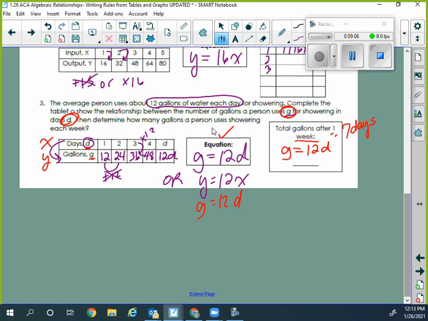I'm replacing days. So I want G equals 12 times 7. And what is 12 times 7? 84. 84 gallons. Remember, it's total gallons after a week. Okay, we could have gotten that same answer had we continued this table all the way 5, 6, 7. But you just want to know how to do it without it. Okay, any questions about that? Okay, let's go on.